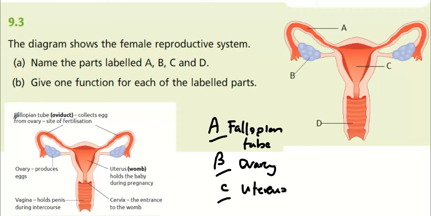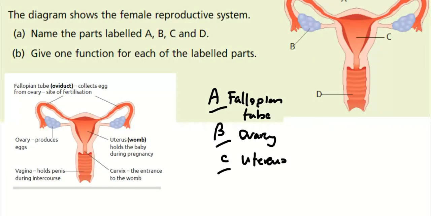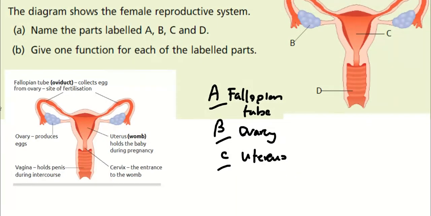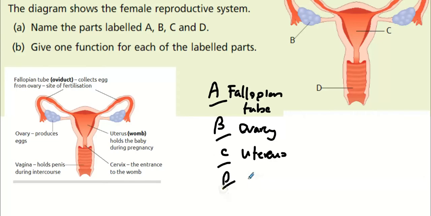Okay, that's where the baby is held during pregnancy. And finally, D is the vagina. This is where they hold the penis during intercourse. Okay, so that is part D.